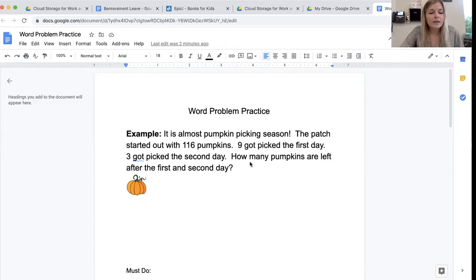Now, I'm going to read this a second time through because the second time through, I can really pick out the numbers that are important to work with. So my example, it is almost pumpkin picking season. The patch started out with 116 pumpkins. I see that number 116. That's the number I'm starting with. That's how many pumpkins I have in total to begin with, 116. I see that 9 got picked the first day. I'm going to take away 9.